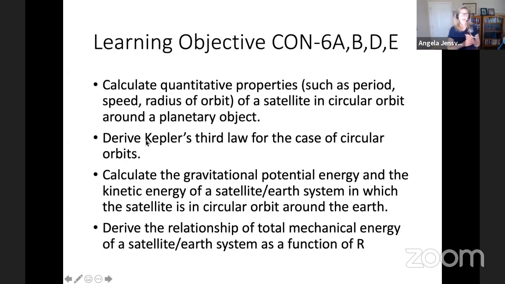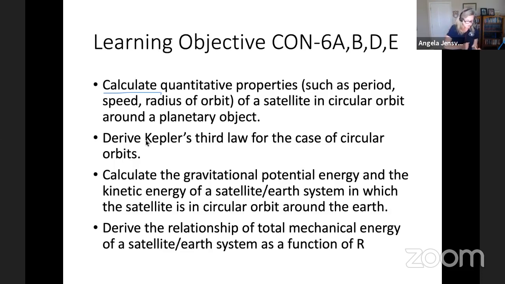Okay, today we have four learning objectives. They're all conservation based. The first is to calculate. We know how to calculate now, hopefully from Friday. We're going to be calculating period, speed, and radius of an orbiting object. We're going to stick to circular orbits, according to the learning objectives in the course and exam description.